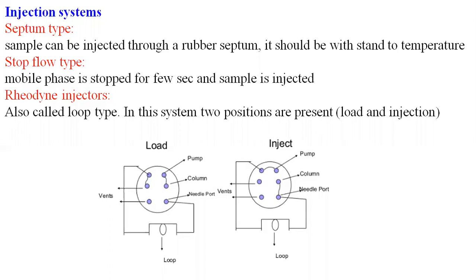The Rheodyne type of injecting system is also called a loop injecting system or loop type injector. In this, we have two positions: the first is the load position, and the second is the injection position. In the load position, we inject the sample with the help of a syringe into a loop. We are loading the sample into the loop. When we rotate the Rheodyne injector from the load position to the injection position, the liquid mixture sample is injected into the column. So in the load position we load the sample, and in the injection position the sample is injected into the column. These are the different types of injecting systems we are using.